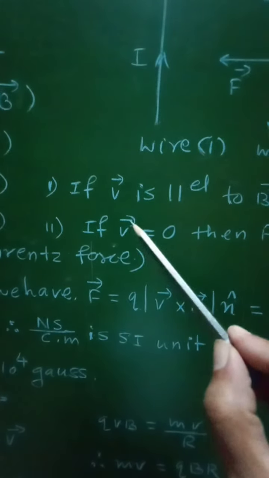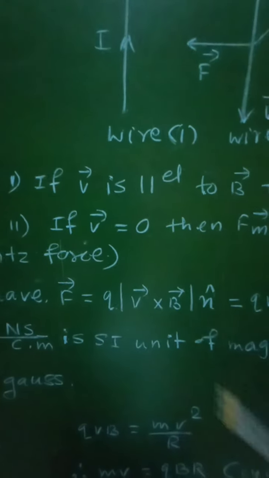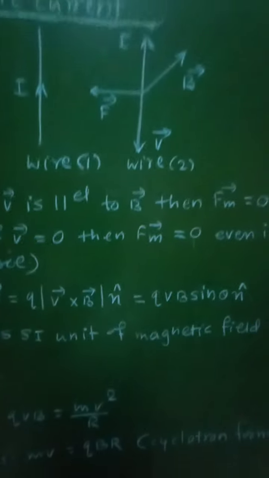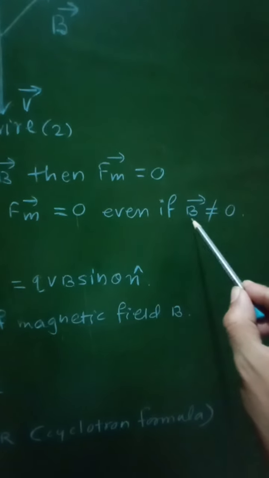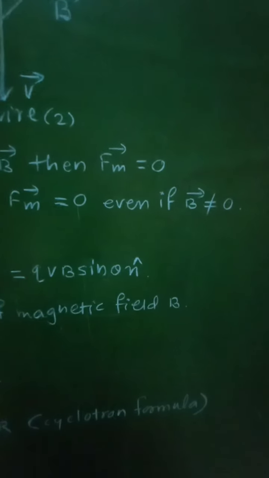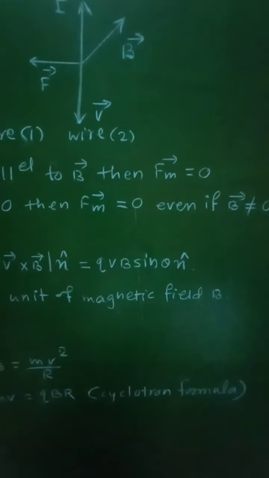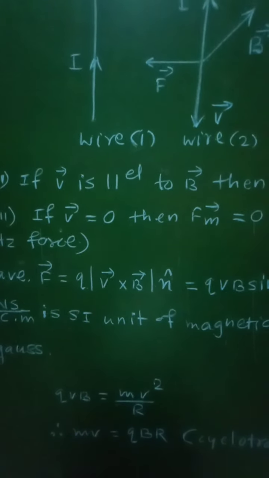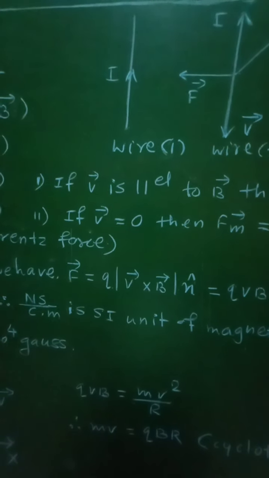Similarly, in the second case, if the velocity of that charged particle is equal to 0, that is, the charge is stationary or at rest, then also Fm is equal to 0 even if the magnitude of the magnetic field is not equal to 0. That means if B is not equal to 0, still Fm will be equal to 0 if v is equal to 0, that is, the charge is at rest.